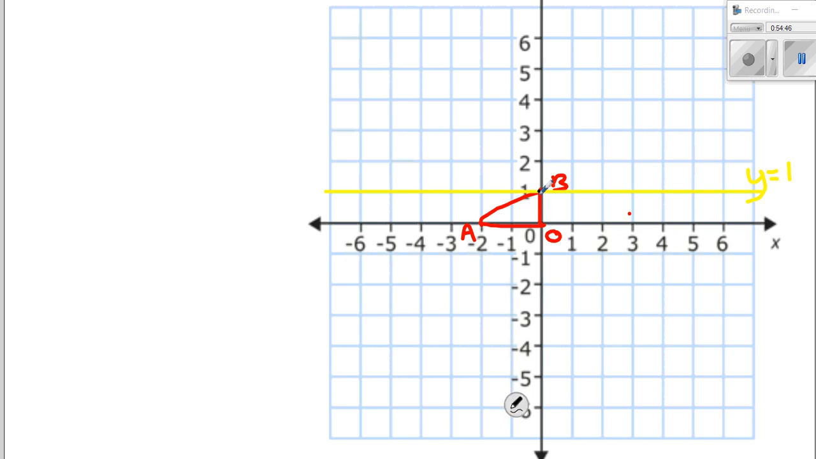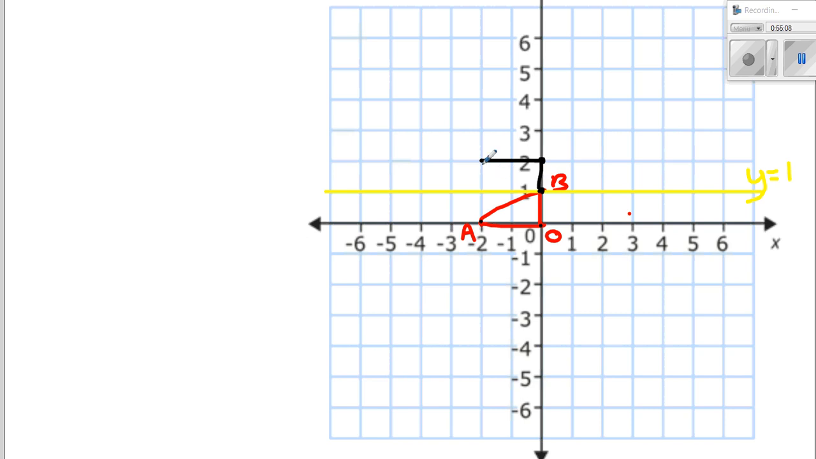So we need to reflect this red thing, so I'm going to do it all in black. So point B is on the mirror line, so it's just going to stay there. So B dash is going to be right there. Point O is going to move equidistant across the mirror line. It's going to be right here. Point A is going to move equidistant across the mirror line. It's going to be right there. Let's join them up with a ruler.